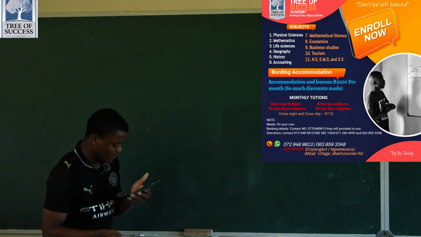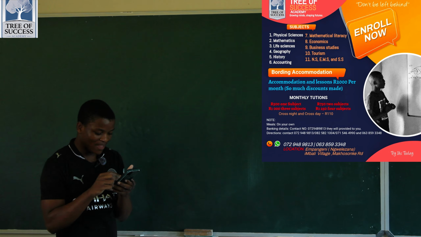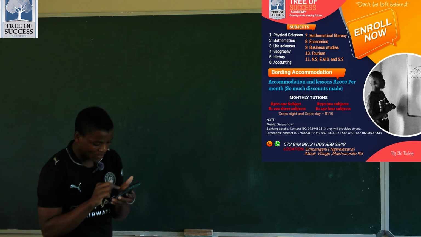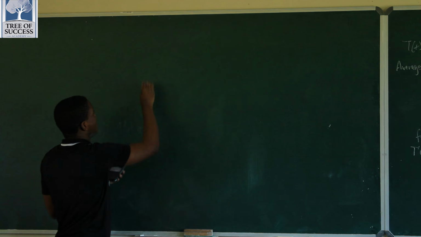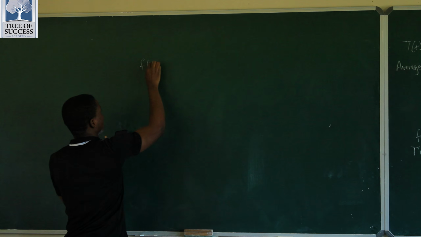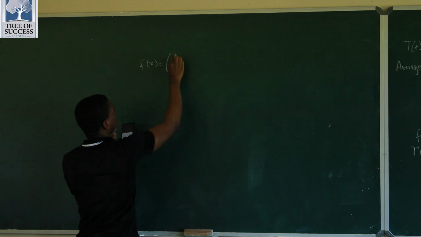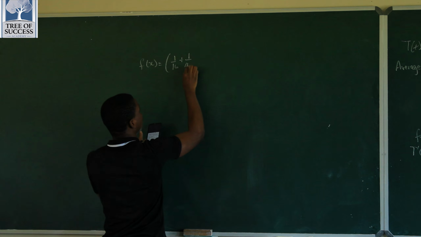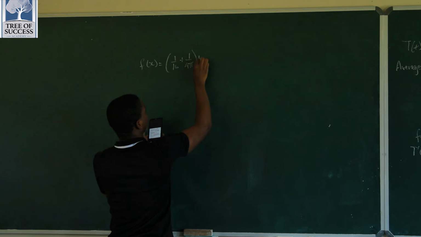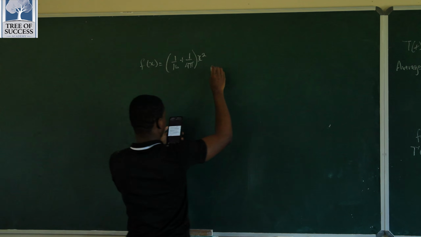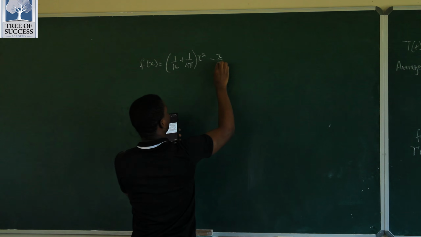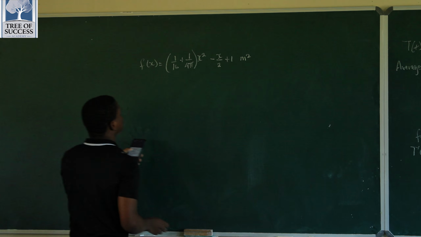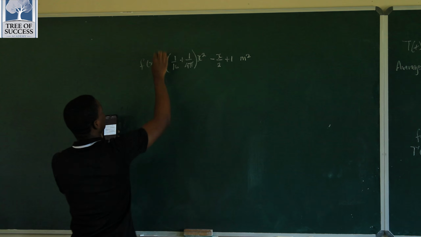Now if the length that is used to make the circle is x meters, show that the sum of the areas of the circle and the square is given by f of x equals 1 over 16 plus 1 over 4 pi, squared, square meters.